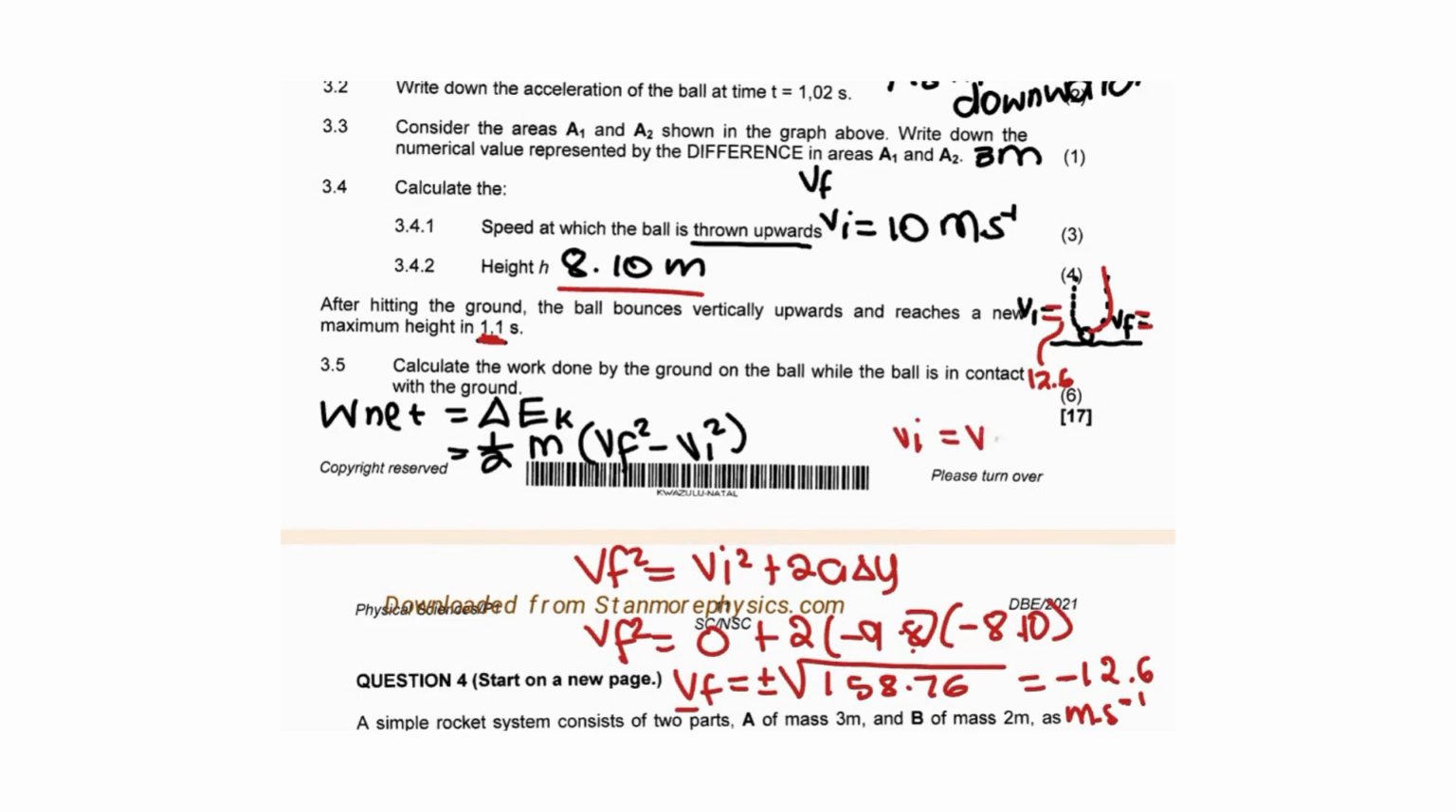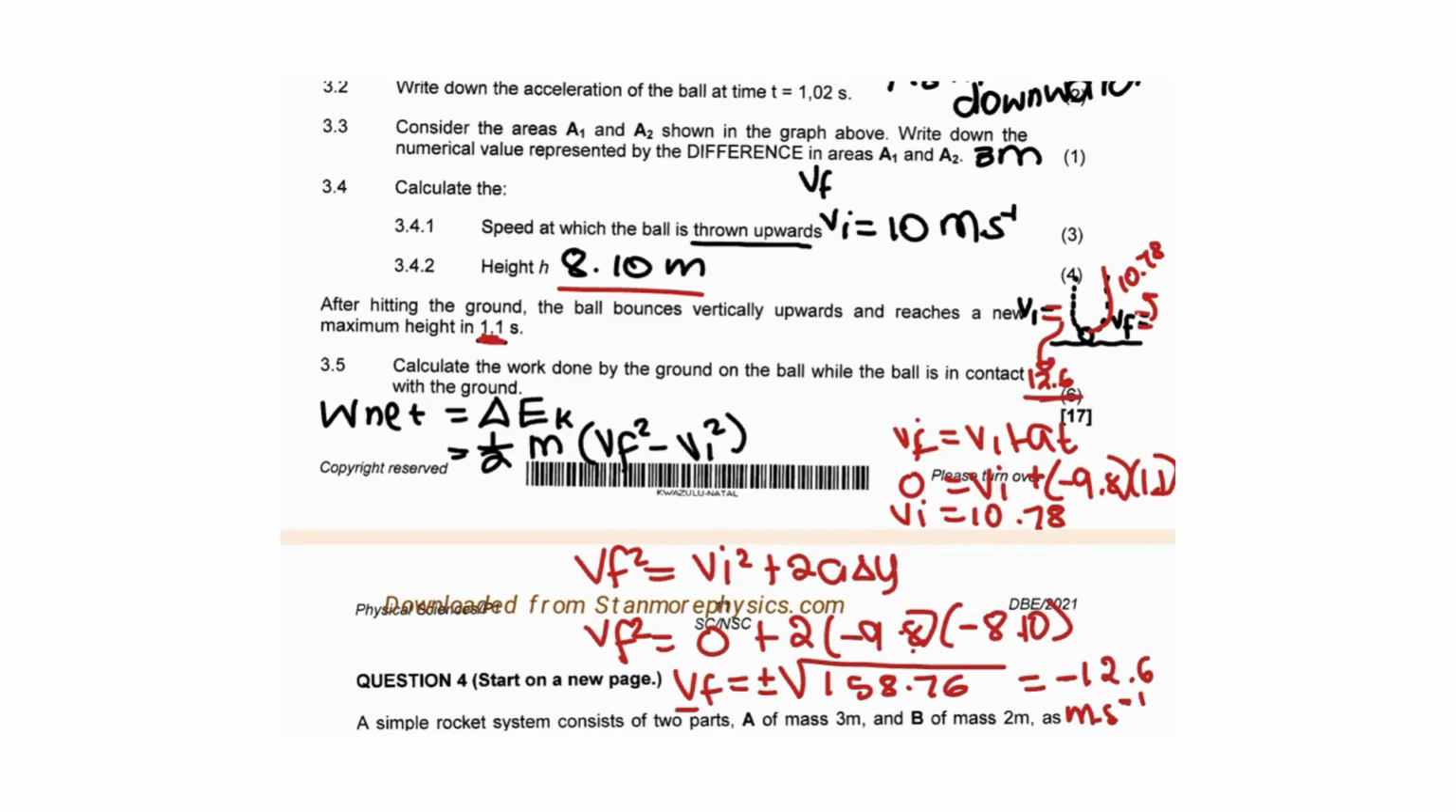V final is V initial plus at. V final is 0, and I'm looking for V initial, plus negative 9.8 times the time, which is 1.1. So V initial would be negative 9.8 times 1.1. That gives me 10.78. So this is that velocity, 10.78. Now I've got both velocities: when the ball hits the ground and when the ball leaves the ground.